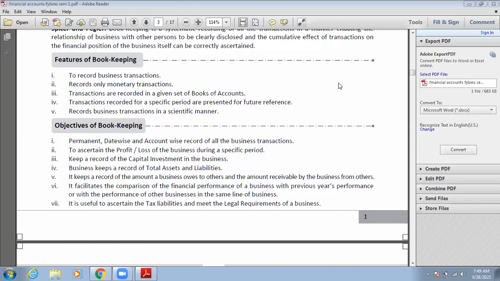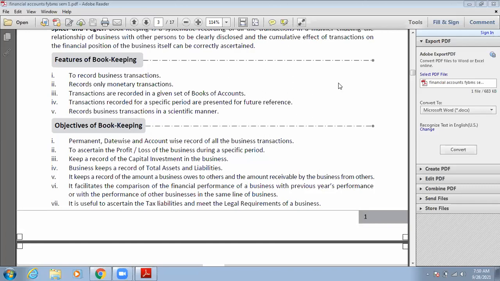See, suppose this is 2021. For example, last year we made a profit of 1 lakh, and this year we made a profit of 2 lakh. So there will be a comparison that last year our turnover is this and this year our turnover is this. With the help of the financial statement, the balance sheet, we can see our performance, what our performance was last year and this year.